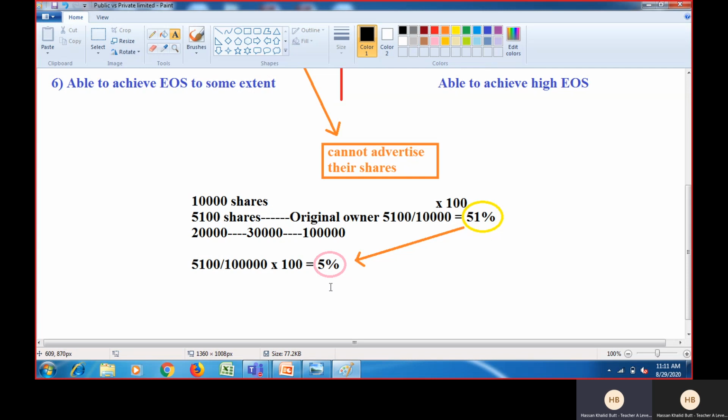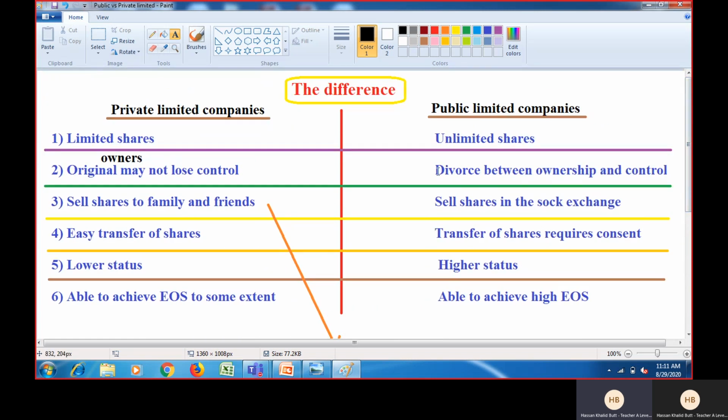Why? Because there are unlimited shares and it is not in the capacity of a single person to buy such a huge amount of shares, right? So that is why this divorce between ownership and control happens. And obviously this is a kind of disadvantage for original owners, because they started the company but now they cannot take part in the management of the business. But because their purpose is to expand the business, they do it. Otherwise, if you do not want to lose control, then you should not form a public limited company. But when you start a public limited company, you are aware that this is bound to happen. You are going to lose control of the business.